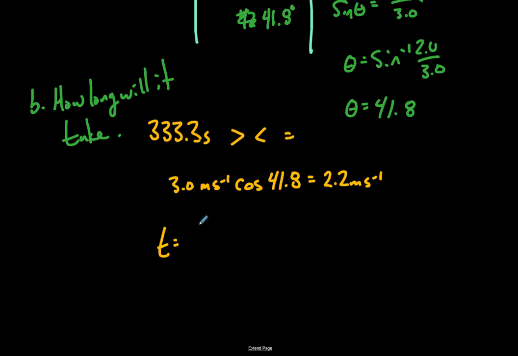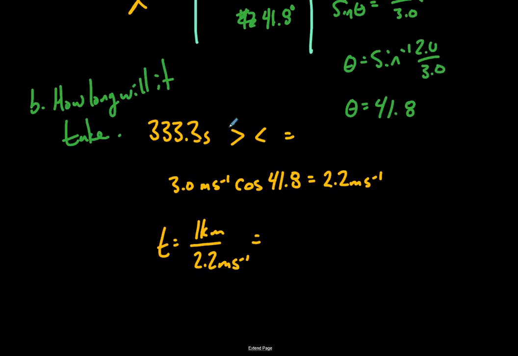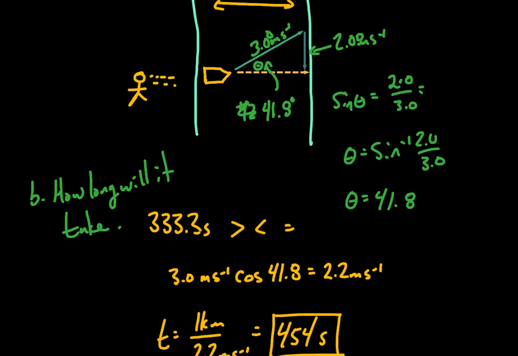So then to find time, of course, I've got to take the full 1 kilometer divided by the value that I'm traveling in that x direction, which is actually my true velocity based on this observer. Okay. You get about 454 seconds. So it takes longer if I were to make sure that I go directly across and correct for that value.